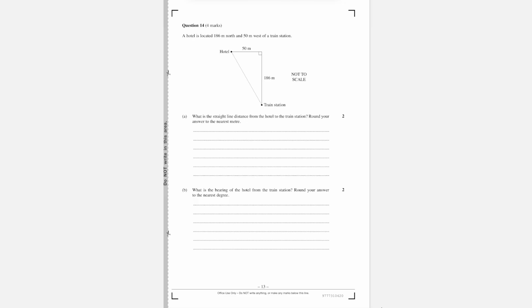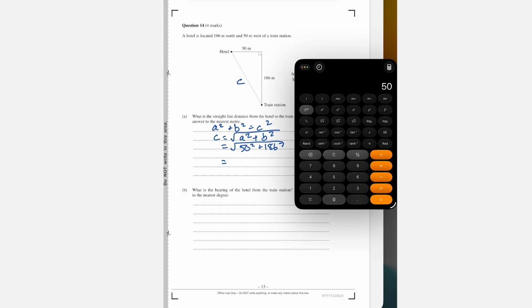So we can simply use Pythagoras here to figure out what this is. So a squared plus b squared equals c squared. C is going to be equal to the square root of a squared plus b squared. So that's going to be 50 squared plus 186 squared. Putting that into our calculator, 50 squared plus 186 squared is 37,000 something. We square root that and we get an answer of 192.603.